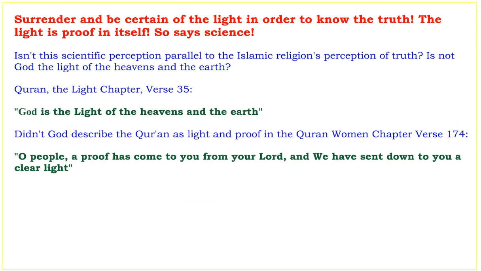Isn't this scientific perception parallel to the Islamic religion's perception of truth? Is not God the light of the heavens and the earth? Quran, the Light chapter, verse 35: God is the light of the heavens and the earth. Didn't God describe the Quran as light and proof? Quran, Women chapter, verse 174: O people, a proof has come to you from your Lord, and we have sent down to you a clear light.